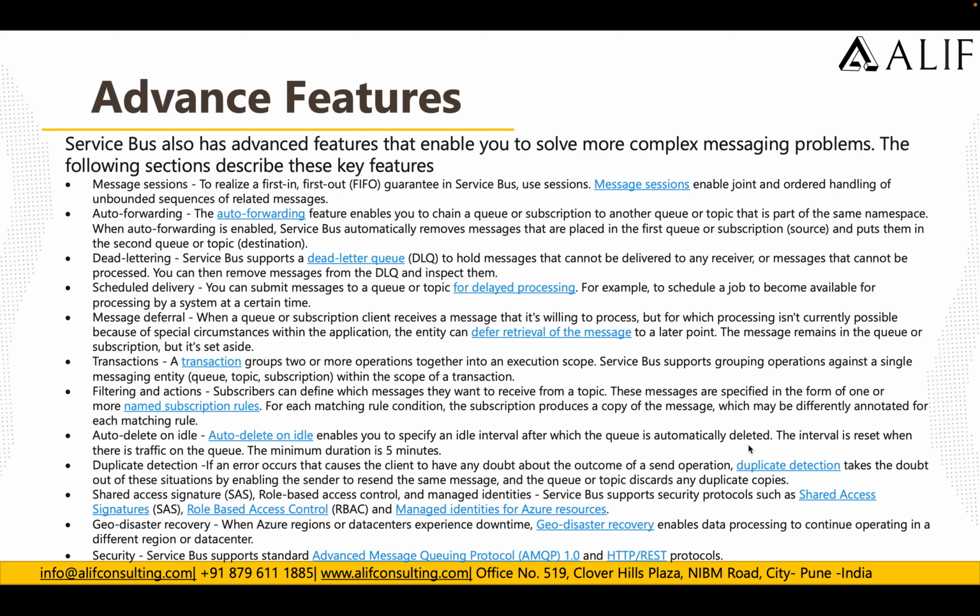We can have our secondary region enabled, and we can basically have our Service Bus replicated to another region, and it can give us geo disaster recovery in case of any issues with our primary region. The last feature which we have is security. So Azure Service Bus supports standard Advanced Message Queuing Protocol 1.0 and the HTTP and REST protocols, which means it's providing us more security.